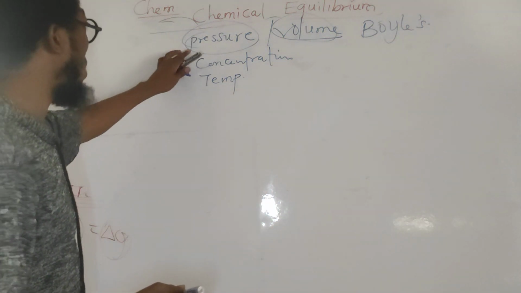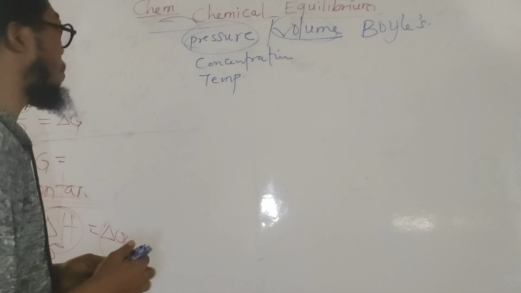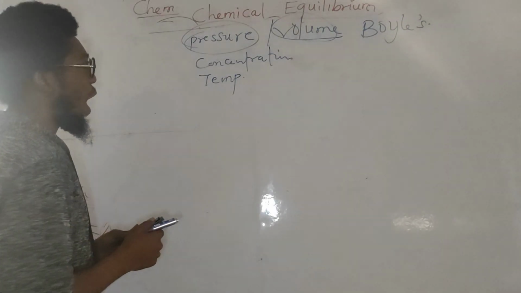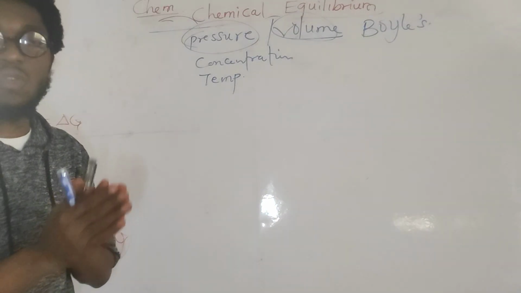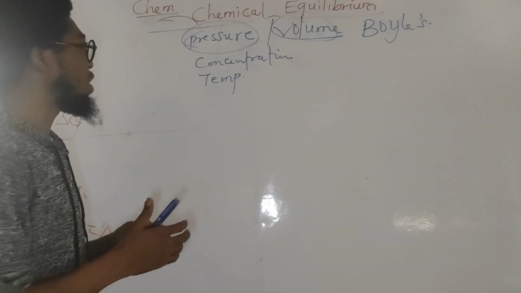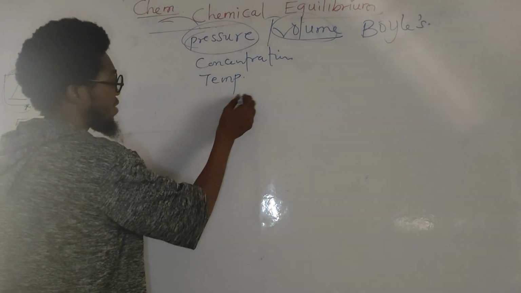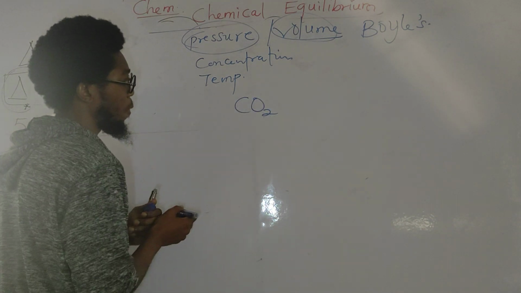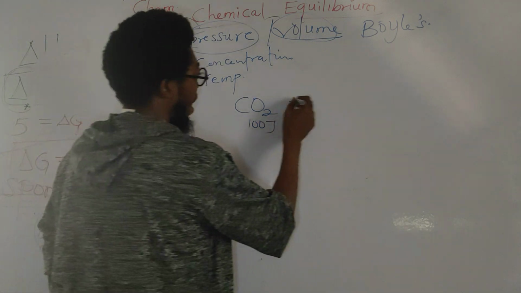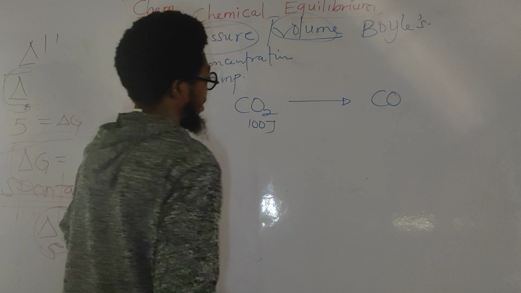So let's look at how all these factors affect a system that is already in equilibrium. I want to remind you that no two substances on earth can have the same temperature or the same heat content. For instance, let's say I have CO2 and the heat content is 100 joules. If I want to turn CO2 to CO3, or there's no CO3.